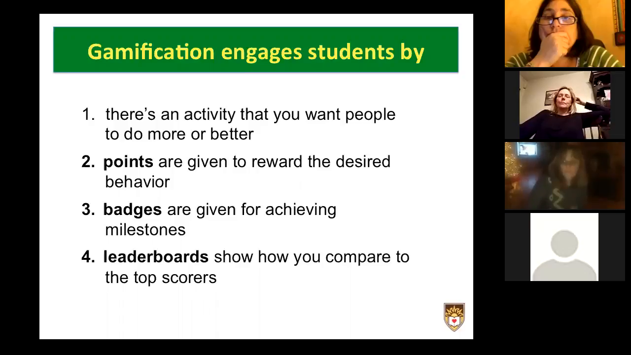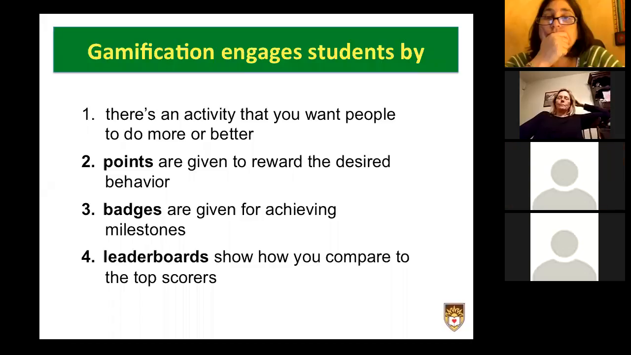So points are given to reward whatever the desired behavior is, as points are given in a game. And then when you reach certain milestones, maybe that's like leveling up, you get a badge. Maybe you get the 8 times table badge or the prepositions 1 badge or whatever. And then leaderboards might show how you compare with other top scorers, maybe in your class, your school, wider than that. So those are the 3 elements that are often identified in gamification: points, badges, leaderboards. And we'll take a closer look at some of these.